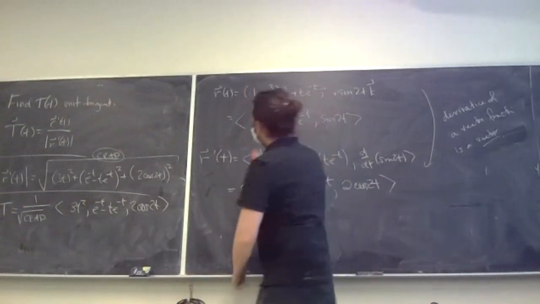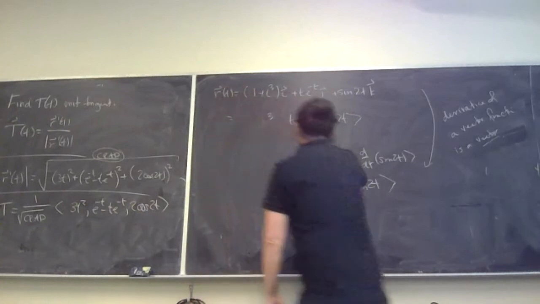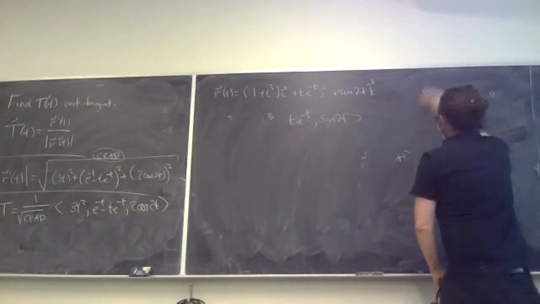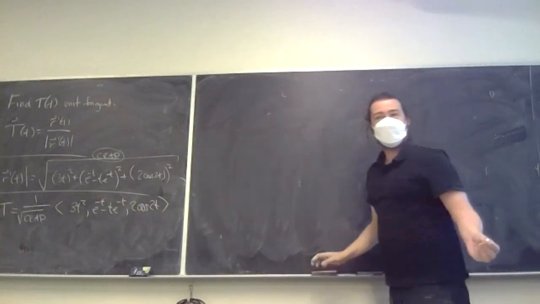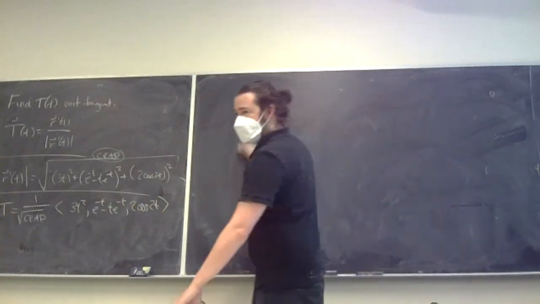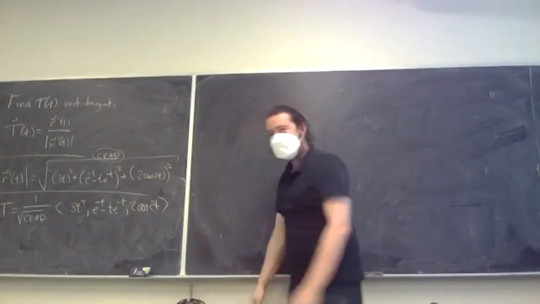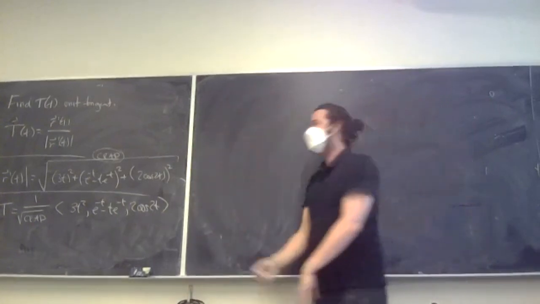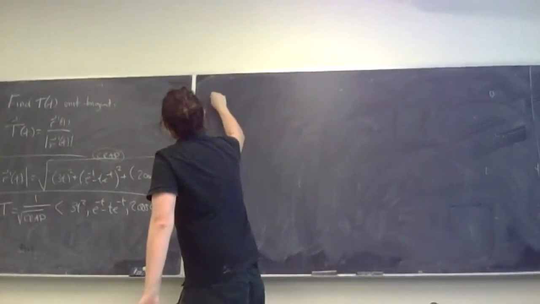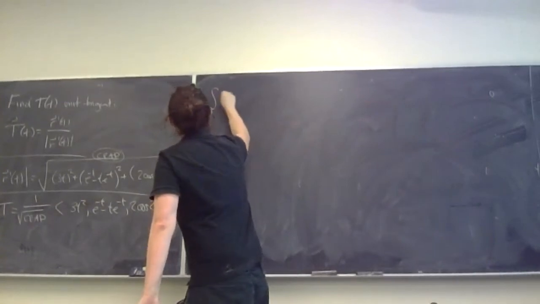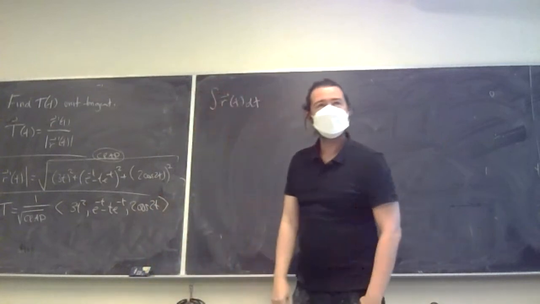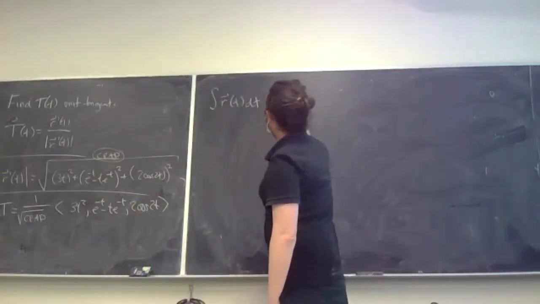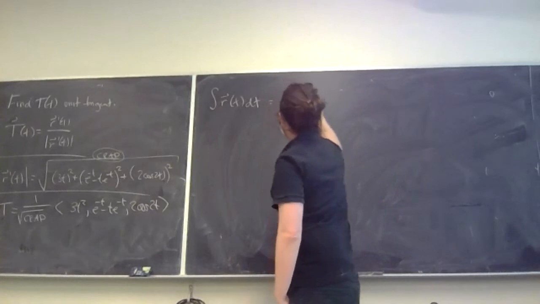Okay, so perhaps unsurprisingly, if you can compute derivatives, there's nothing stopping you from computing anti-derivatives, right? Oh, come on, it's calculus. You've got to have both. So the integral of a vector function is just defined to be the integral of the components.